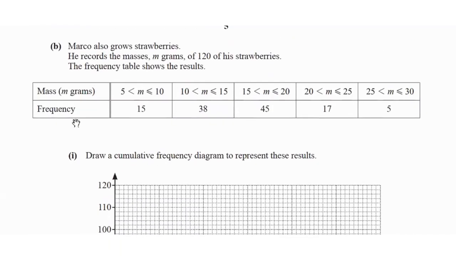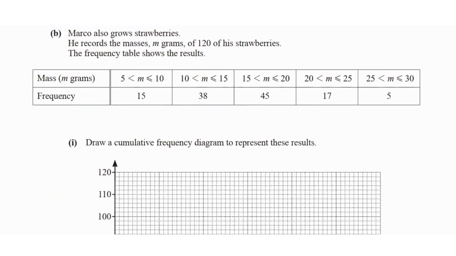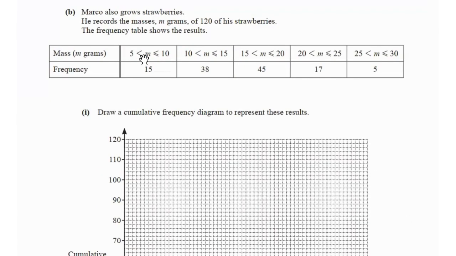Marco also grows strawberries. He records the masses m grams of 120 of his strawberries. The frequency table shows the results. Draw a cumulative frequency diagram to represent these results. To plot the cumulative frequency graph, we'll first find the cumulative frequency. Cumulative frequency is found by adding each consecutive frequency value.